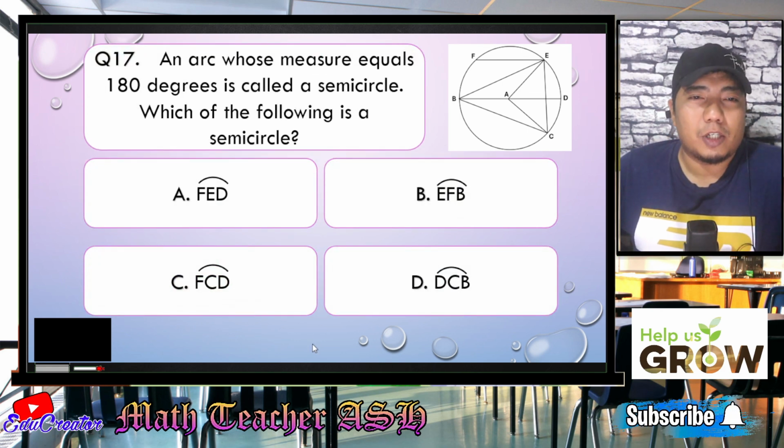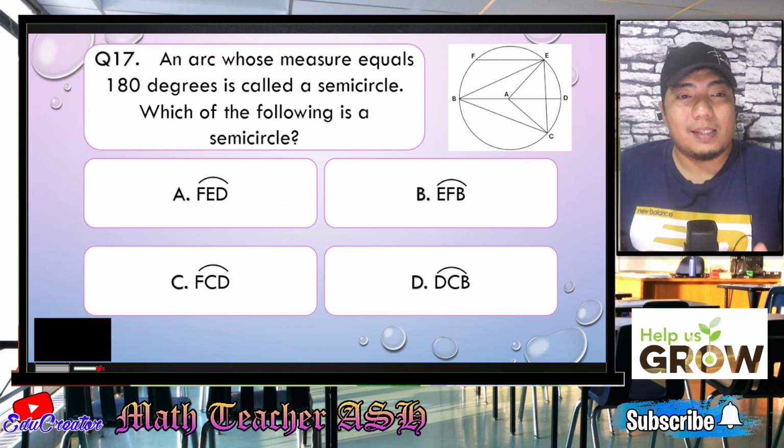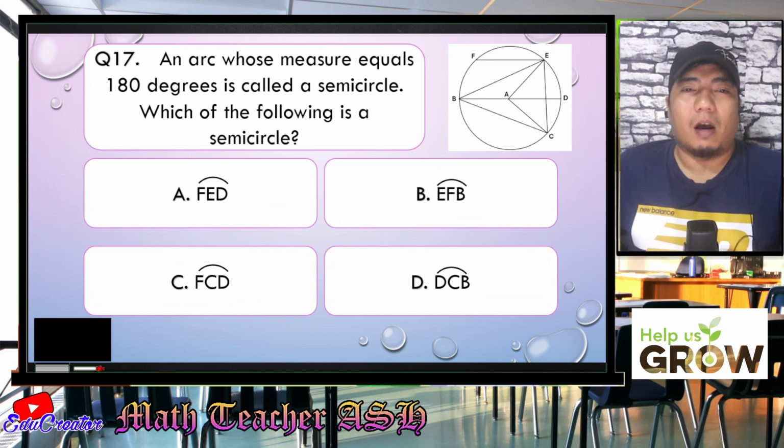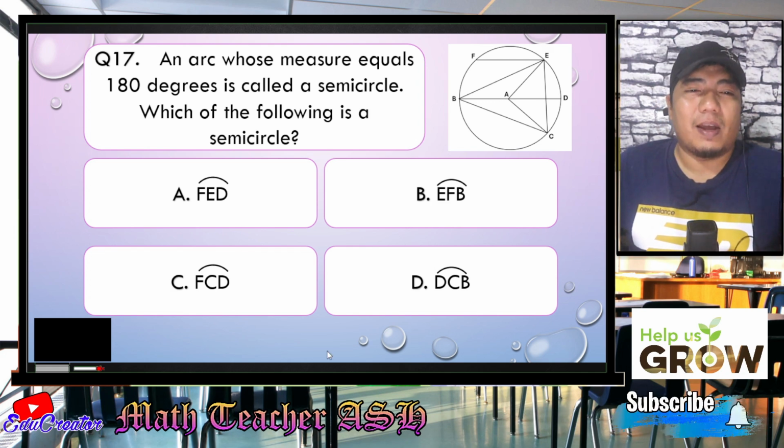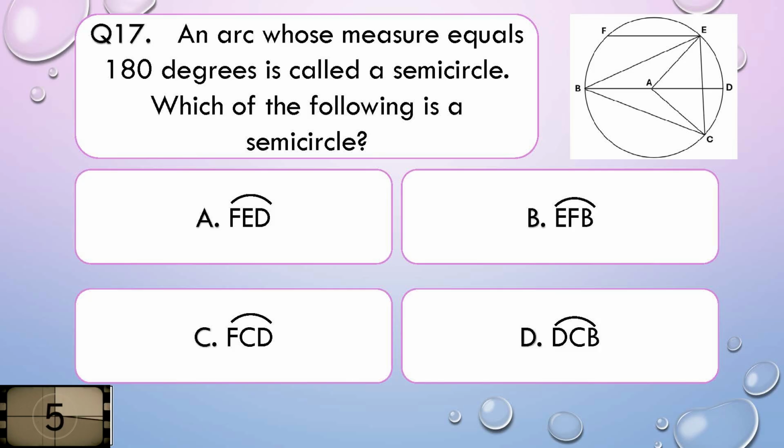An arc whose measure equals 180 degrees is called a semicircle. Which of the following is a semicircle? Is it A, arc FED, B, arc EFB, C, arc FCD, or letter D, arc DCB? I'll give you 5 seconds to think about your answer.